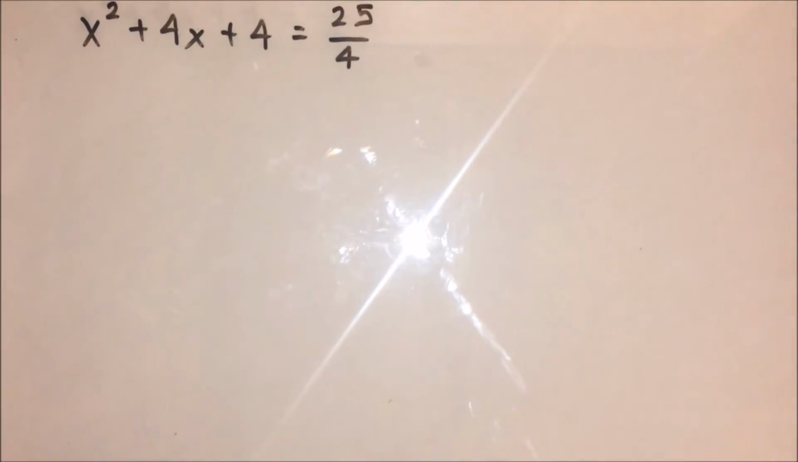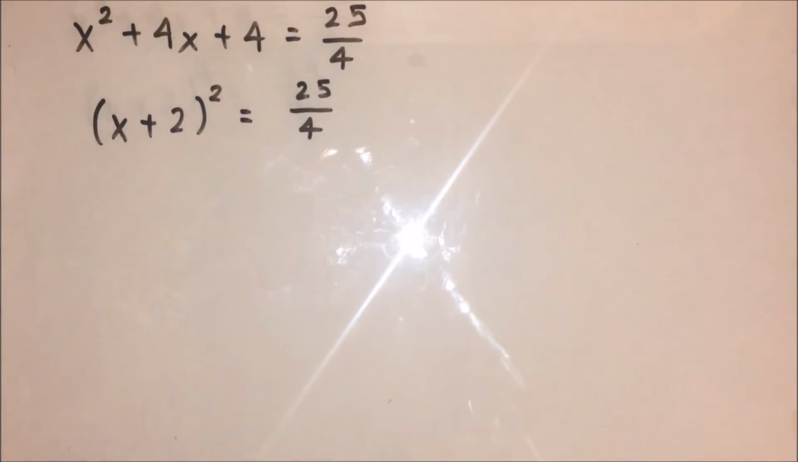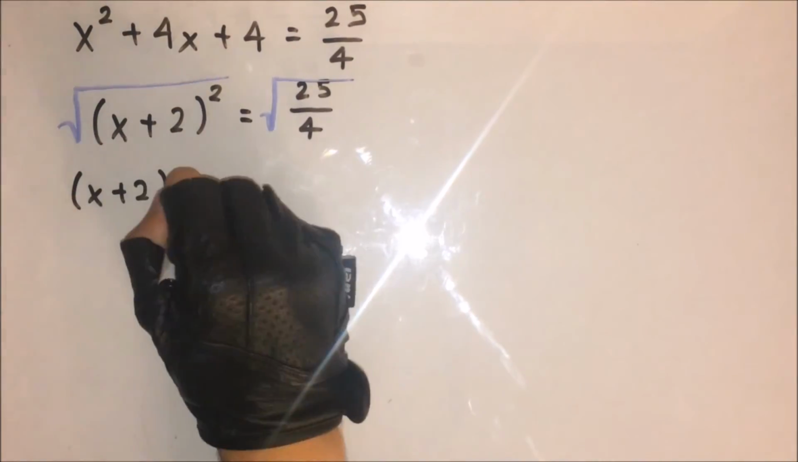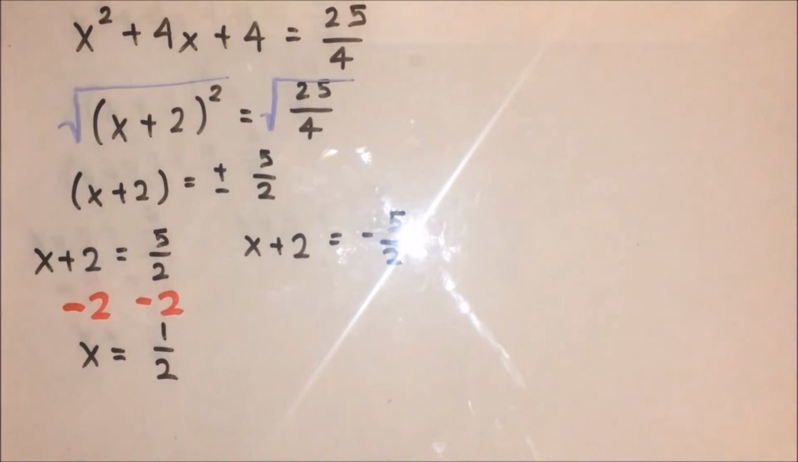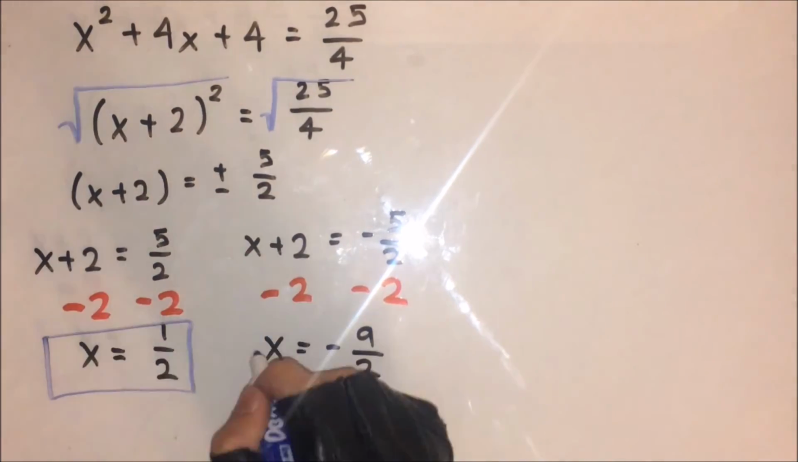Now we factor out x squared plus 4x plus 4, which gives us x plus 2 quantity squared, and then we simply solve for x. Our resulting answer will be x equals 1/2 and x equals negative 9/2.